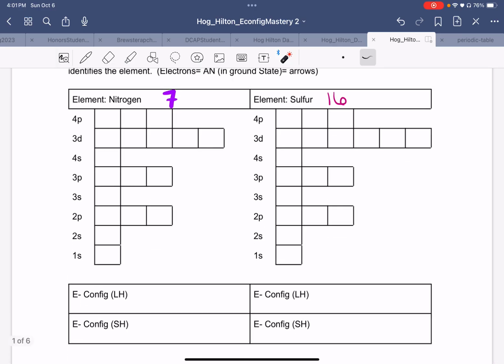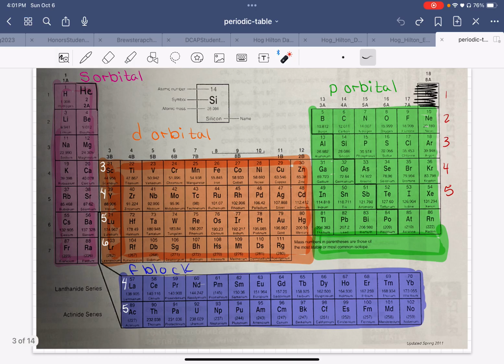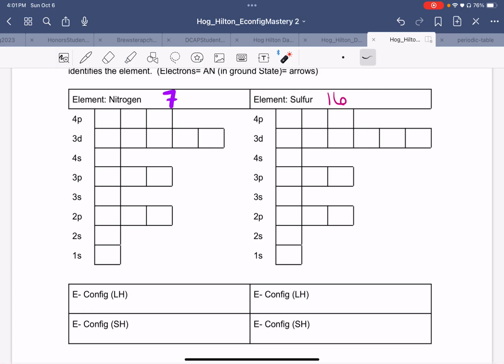So let's start with these 2 examples here. I have nitrogen and I have sulfur. So nitrogen is on the periodic table right here. And hopefully you still have your SPDF orbitals. We're gonna make some adjustments as we go through. But here's nitrogen. Atomic number is 7. So I need to fit 7 electrons into this hotel. So let's put in 7 electrons. 1, 2, 3, 4, 5, 6, 7.